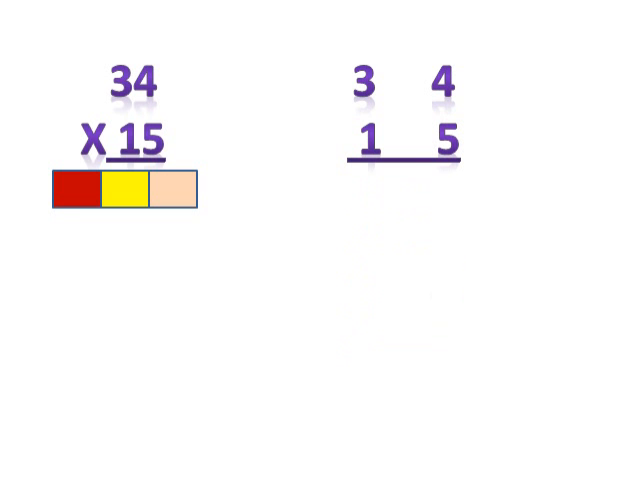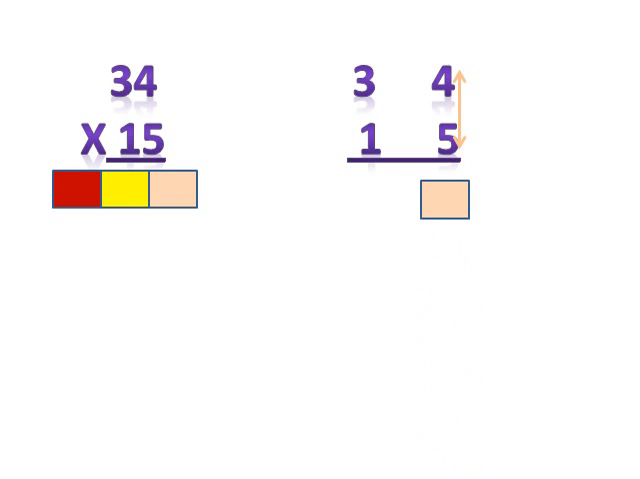Okay, so let's try this. 34 times 15, the same numbers. So let's have 3 spaces for our answer, and in a while I will explain to you what those 3 boxes or 3 spaces stand for. Okay, so let's separate 34 into 3 and 4, and then 15 into 1 and 5. Alright, so here are the boxes.